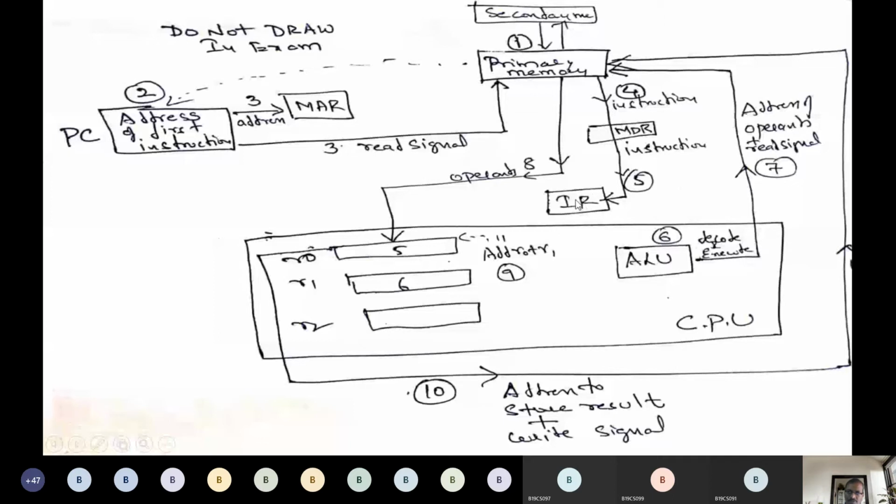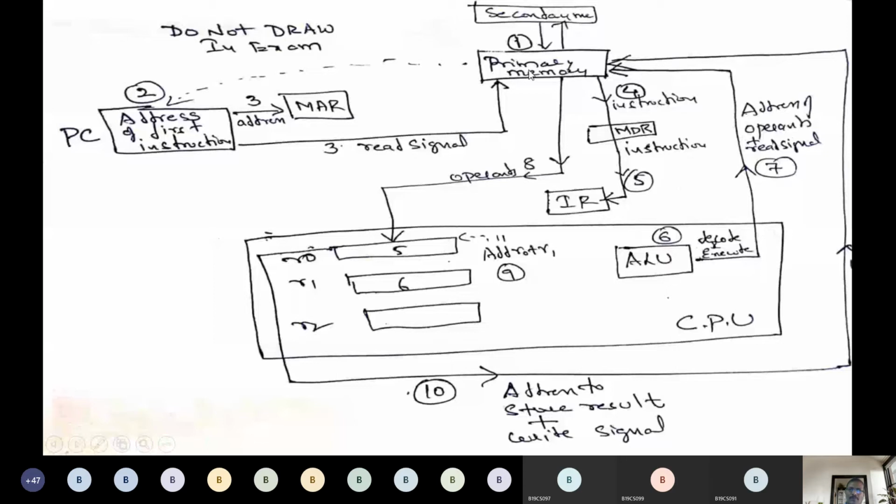These are the registers. Remember, this MDR and IR are inside the CPU. So the instruction is copied into the MDR, next it's copied into the IR. If the instruction has operands, for example the instruction is A plus B, then to process A plus B, the ALU wants the values of A and B. So the ALU requests the values of A and B by sending the addresses of those operands, plus a read signal, to the primary memory.